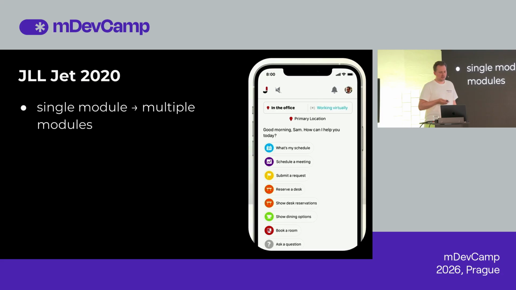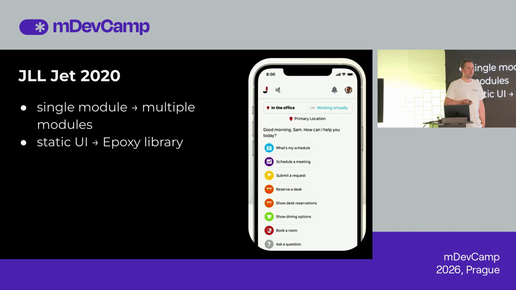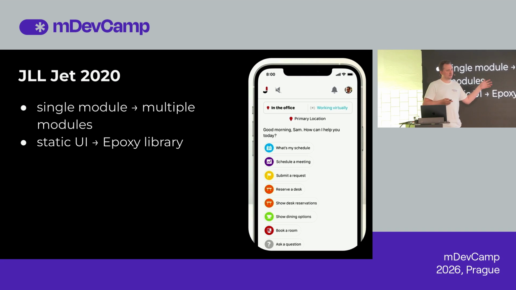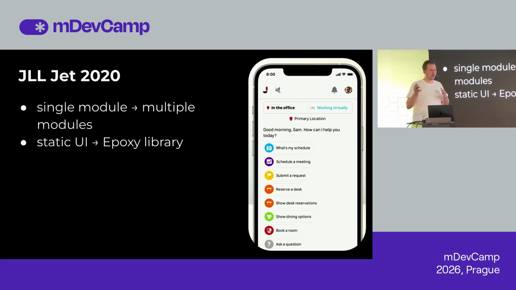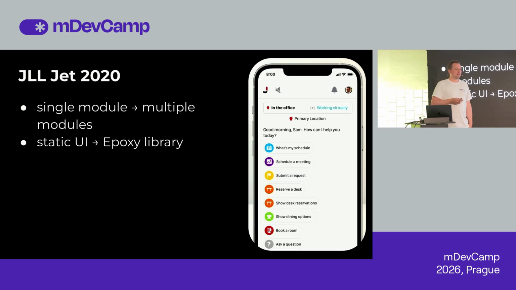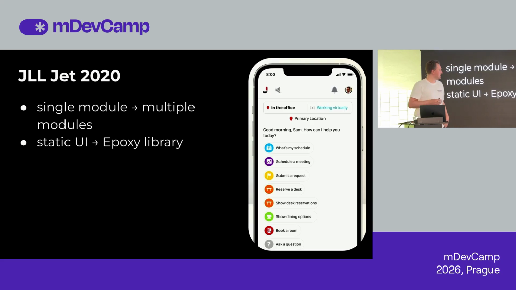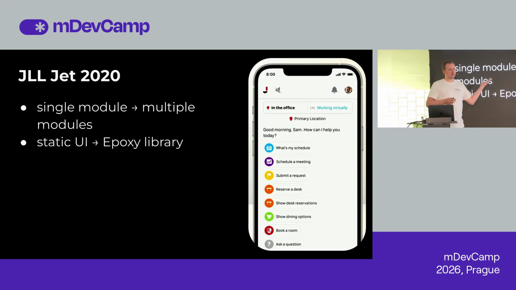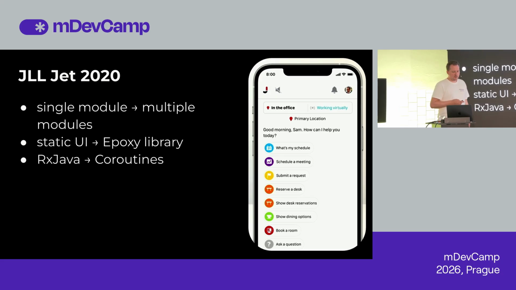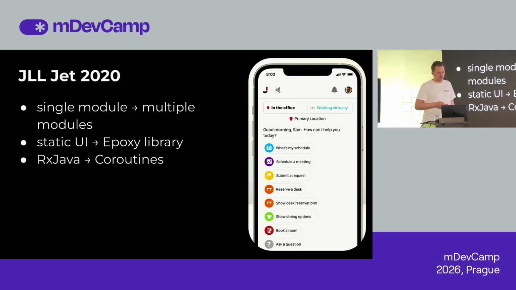So I led the migration from a single module to multiple modules. The UI was static, but this app was very server-driven. The server should tell the UI how it should render. So we used the Epoxy library, which is from Airbnb. Now it's basically obsolete because Compose is pretty similar. It was how you could make dynamic UI on Android before Compose. Now I would recommend Compose. We switched from RxJava to coroutines.